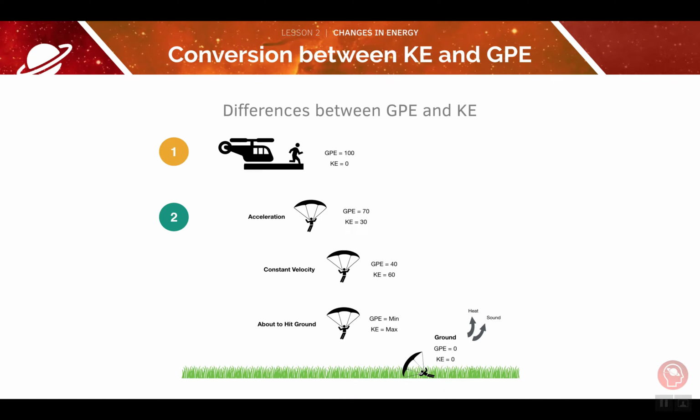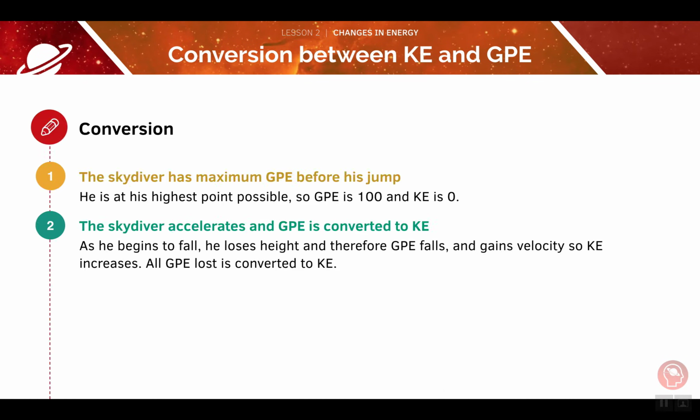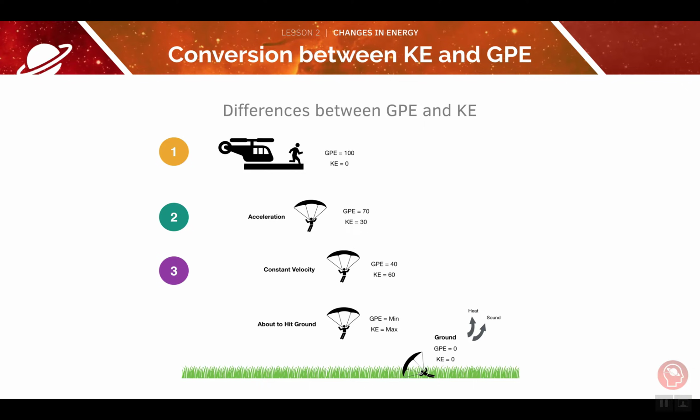At the second stage, some of the skydiver's GPE will be converted into kinetic energy. This is because he is losing height above the ground. As he begins to fall, the GPE will also fall and he will gain velocity, so the kinetic energy is going to increase. Any GPE that the skydiver is losing will be converted into kinetic energy. In the third stage, the skydiver continues to fall and more gravitational potential energy is converted into kinetic energy.